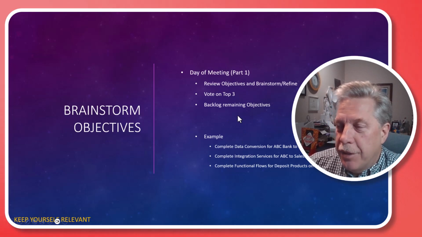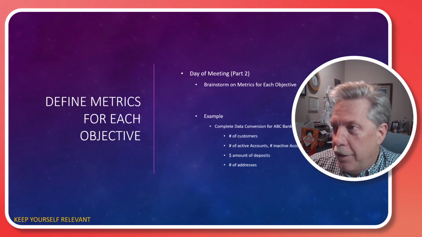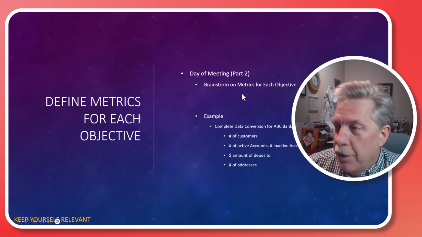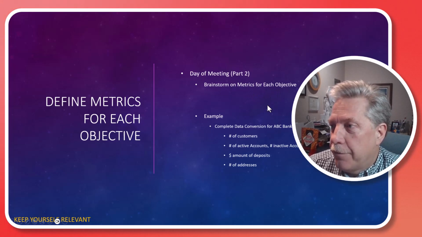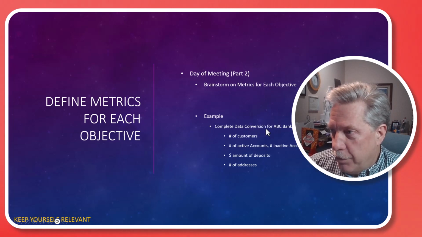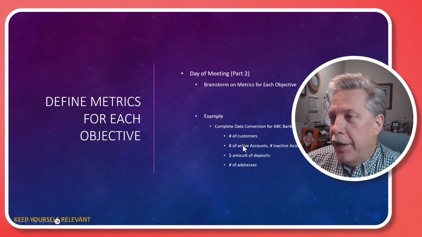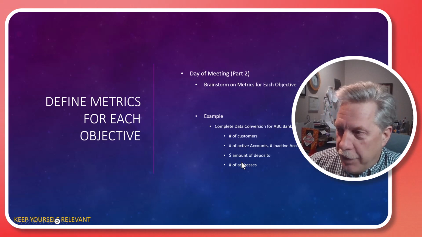So part one of the first day was to brainstorm and further refine some of the objectives and then vote on the top three. Then the next activity was, for each of the objectives, we went through and did a brainstorm session on what are some of the metrics that we would use for an objective. For our first one, completing the data conversion, we identified metrics such as number of customers, number of active accounts, number of inactive accounts, dollar amount of deposits, and the number of addresses.